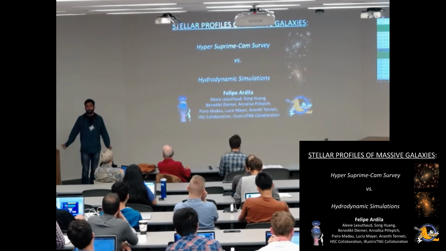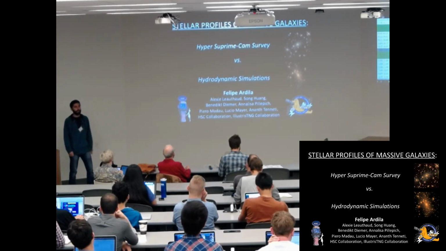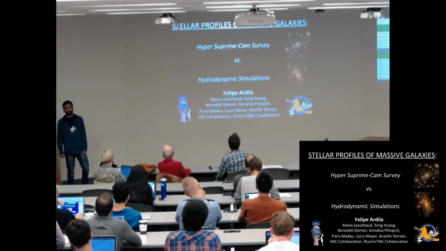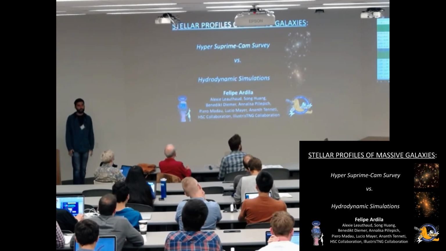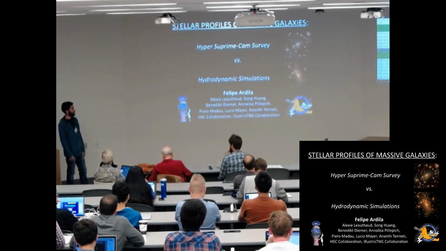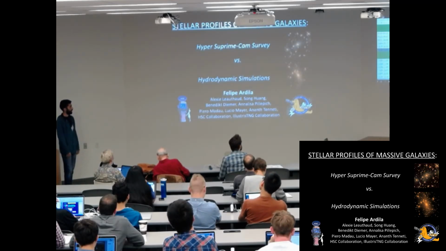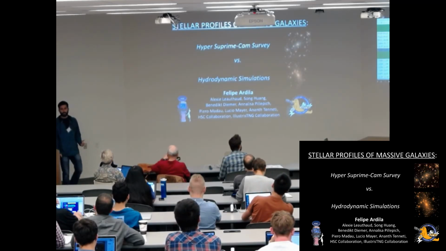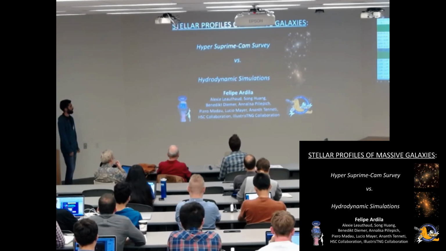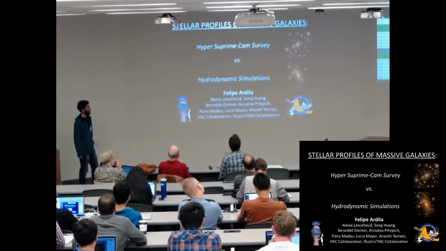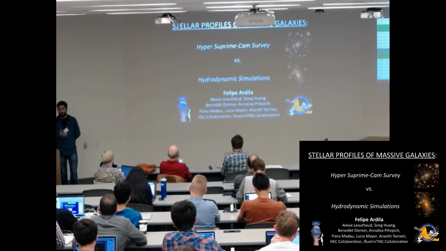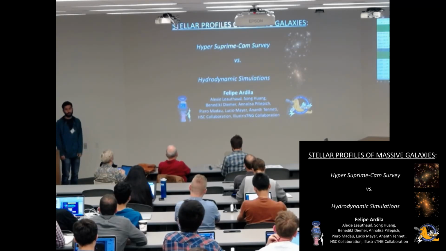Okay. Yes, hello. My name is Felipe Ardila. I am a graduate student here at UC Santa Cruz, and I will be telling you about some of the work I've been doing studying the stellar profiles of massive galaxies, comparing Hyper Suprime-Cam observations with data from the hydrodynamic simulations, and in particular for this talk, I will focus on Illustris and Illustris TNG. This is work that I've been doing with Alexie Leauthaud and Song Huang, and also in collaboration with all of the people listed here, some of whom are here this week.